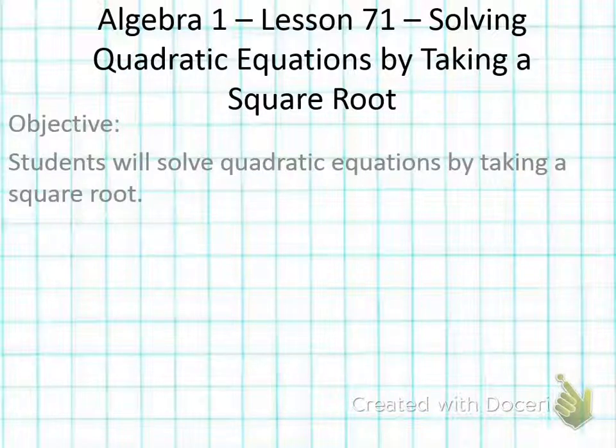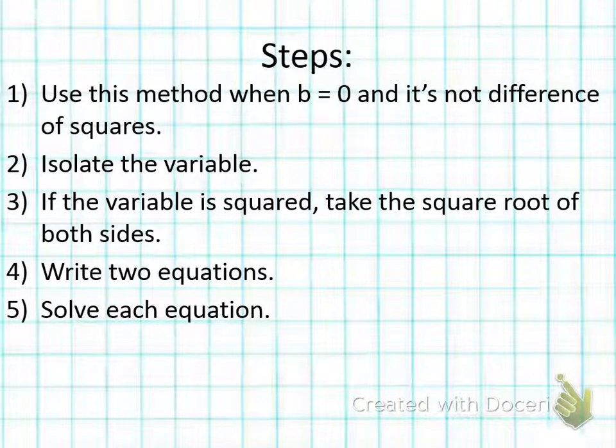So let's go back to the third way. What if there's no b? We could do difference of squares. But what happens if they're not perfect squares? Well, then we're going to do what we're learning today. This is like no b, but we don't do difference of squares, but we still need an answer. Here are the steps for today.